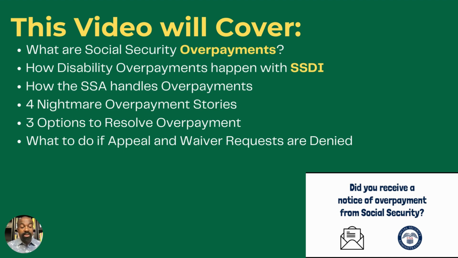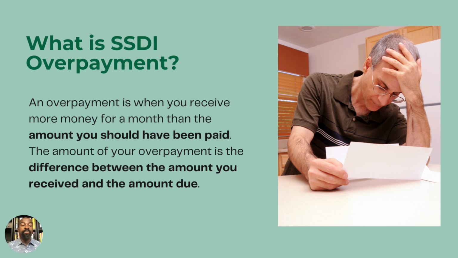the Social Security Administration. And then I want to talk about what to do if your appeal or your waiver request are denied by the Social Security Administration. So let's get right into it. What is overpayment? What is SSDI overpayment? Well, an overpayment happens when you receive more money for a month than the amount you should have been paid by the Social Security Administration.